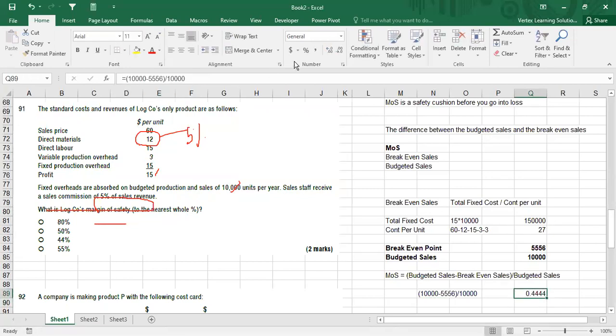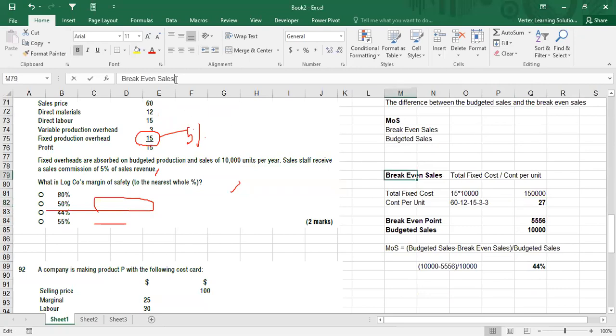So I think your formula is incorrect. It's 150,000 by 27. This is the formula for break-even. The break-even point formula is fixed cost divided by contribution per unit. Fixed cost total, contribution per unit. So my fixed cost is 150,000 and contribution is 27. So this is the formula you need to remember. Break-even point, in lecture I call it BEP.